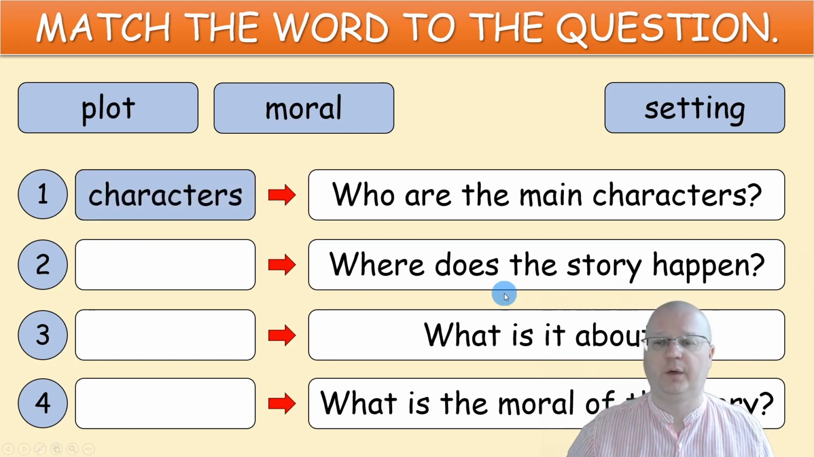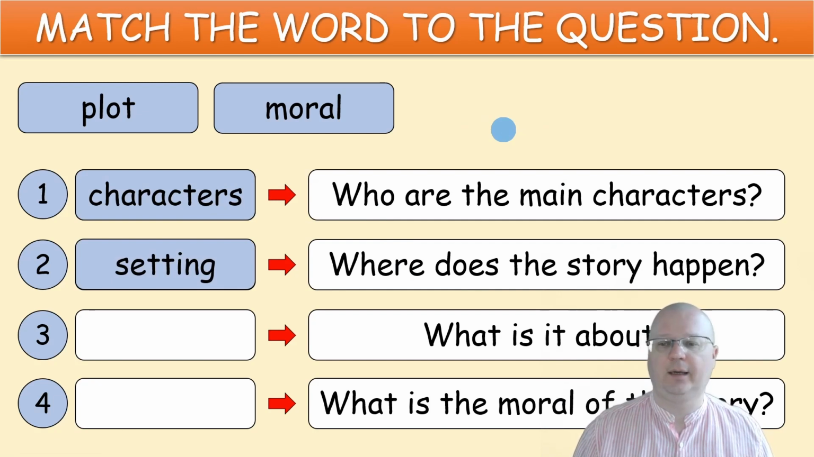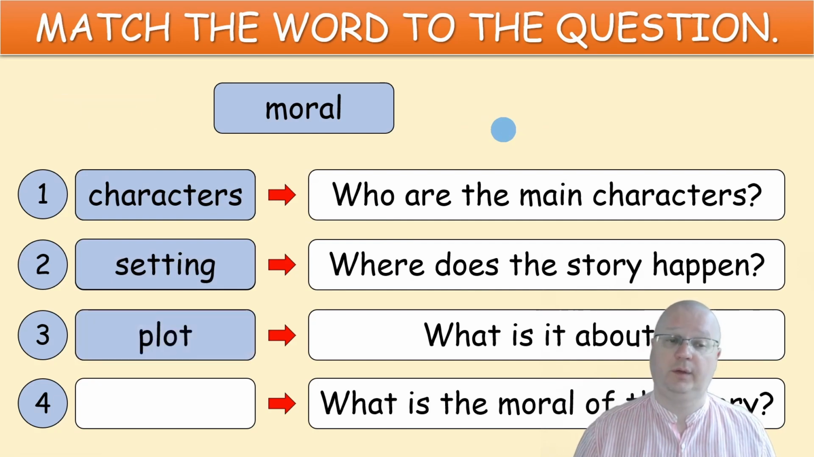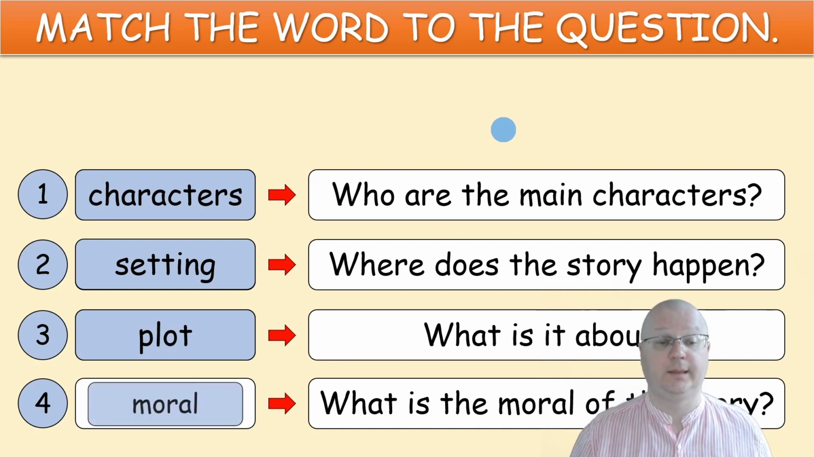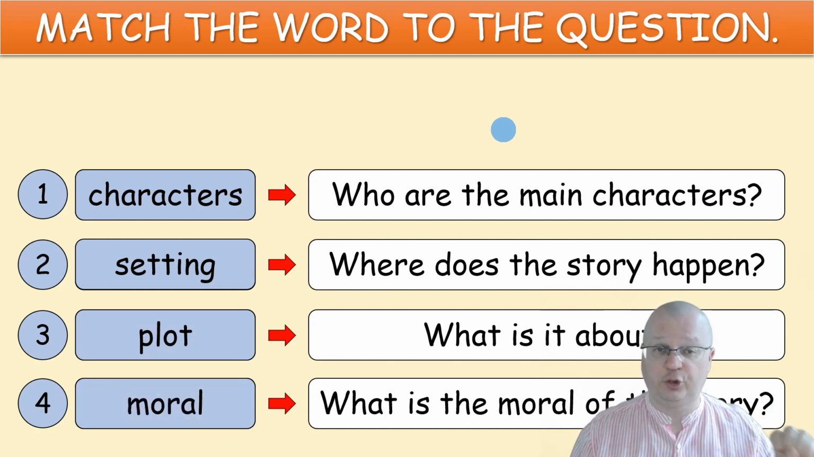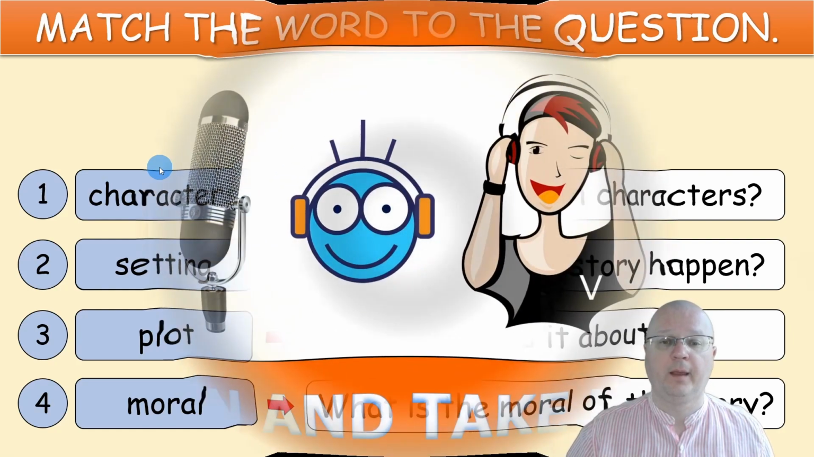So for example, who are the main characters? Characters. Where does the story happen? And then you click setting. What is it about? This is the plot. And what is the moral of the story? It is the moral. It's a very short, simple activity which caters for your weak students if they're not sure about the elements of a fable.